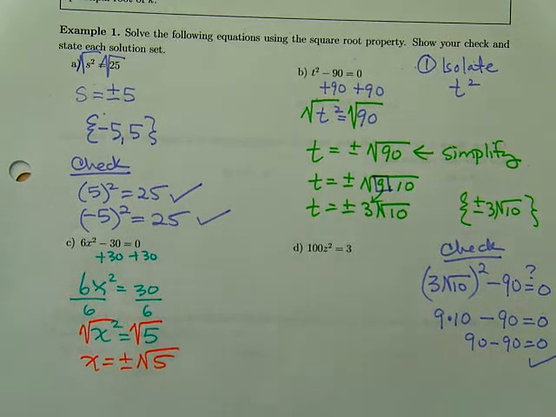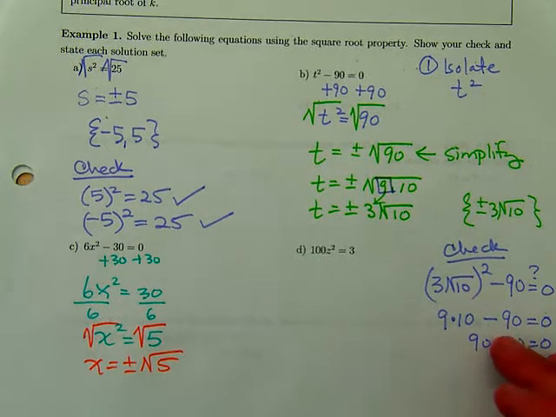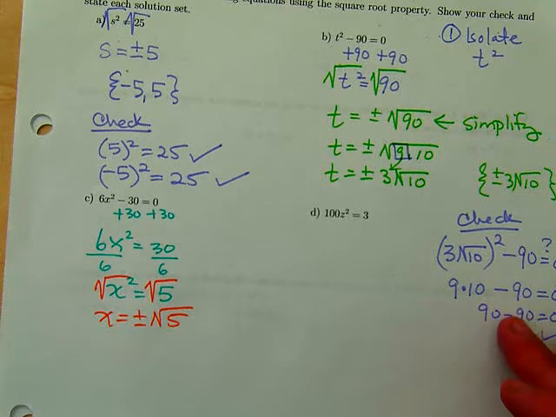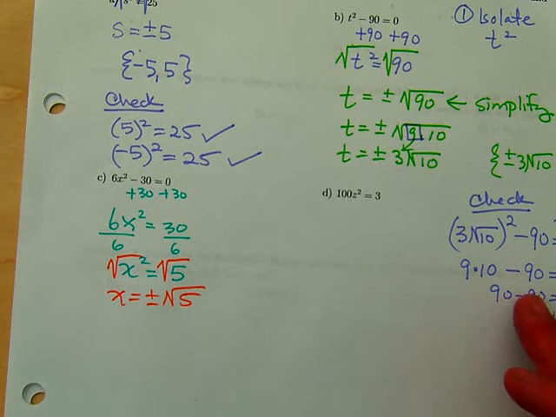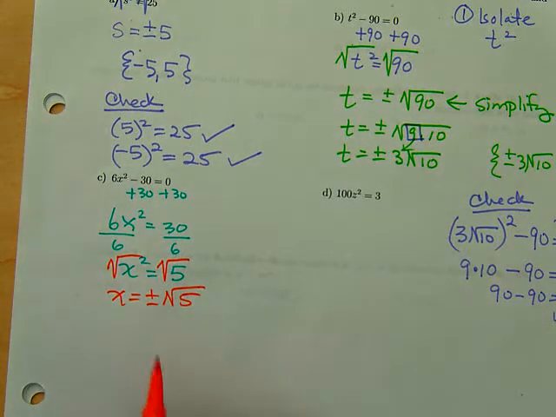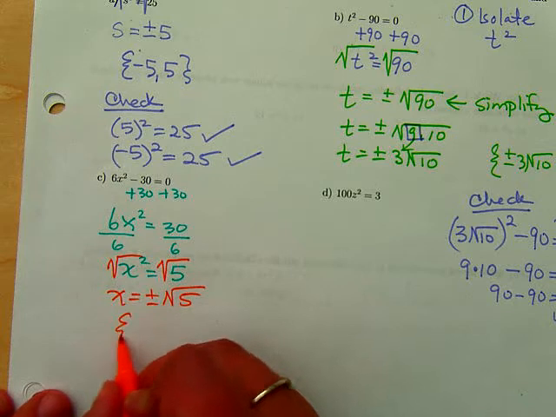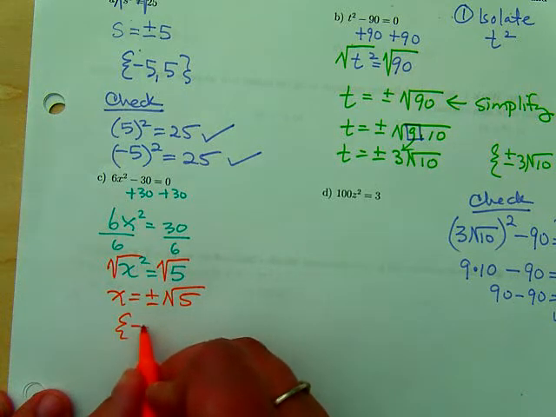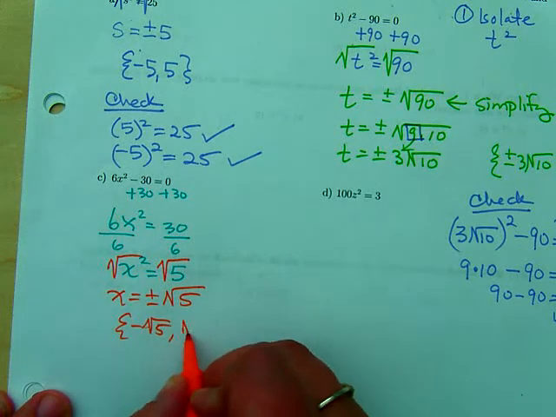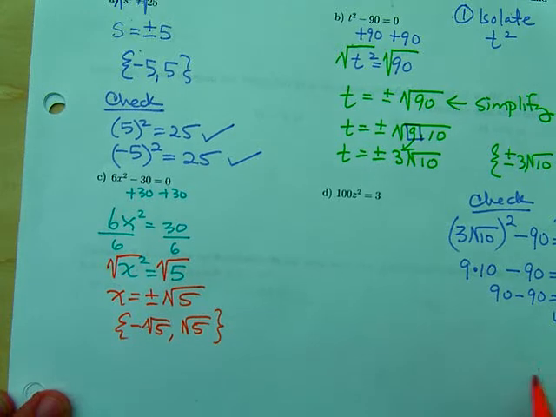Now, can I simplify the square root of 5 anymore? And we say no, because 5 is not a perfect square. 5 is prime, actually. It's only 5 times 1. So this is our solution. Let's put it in set notation. Negative square root of 5 and the positive square root of 5, or radical 5.